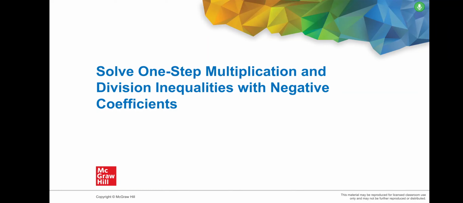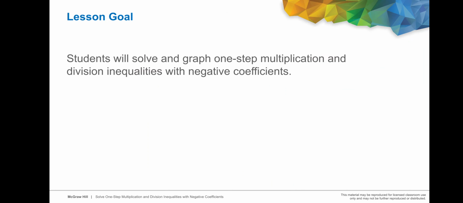Hello, grade 7. As we said, now we will solve one-step multiplication and division inequalities with negative coefficients. At the end of the lesson, students will solve and graph one-step multiplication and division inequalities with negative coefficients. As you remember, we said the coefficient is the factor that is multiplying the variable.